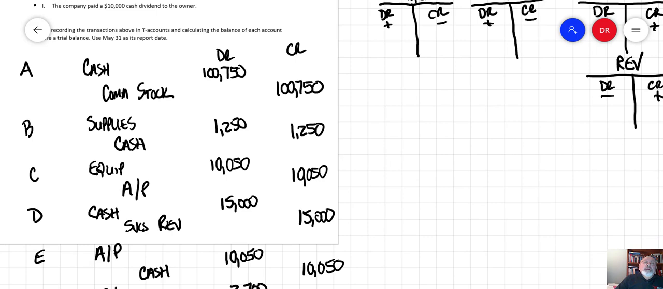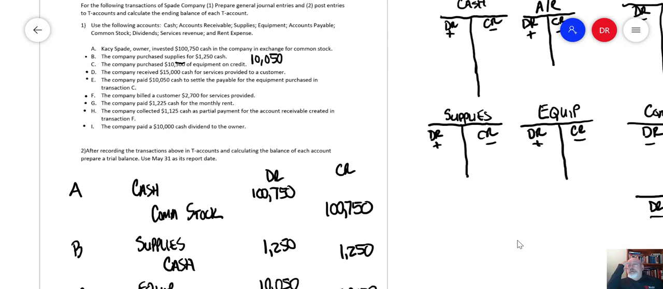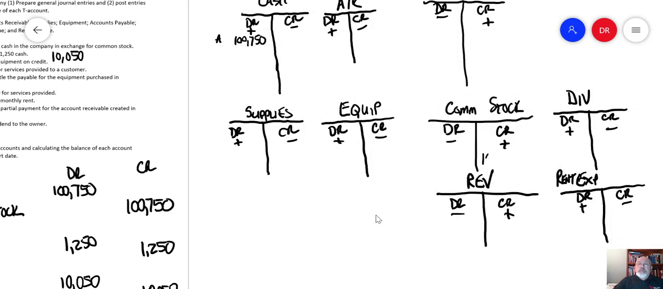And when we come over here, next we're going to go through these accounts and post them into the general ledger. What I want to emphasize here is cross-referencing them with the letters here. So for cash, the first transaction is letter A. In this one, we have a debit to cash for $100,750. We have a credit to common stock then for $100,750, which is right here.